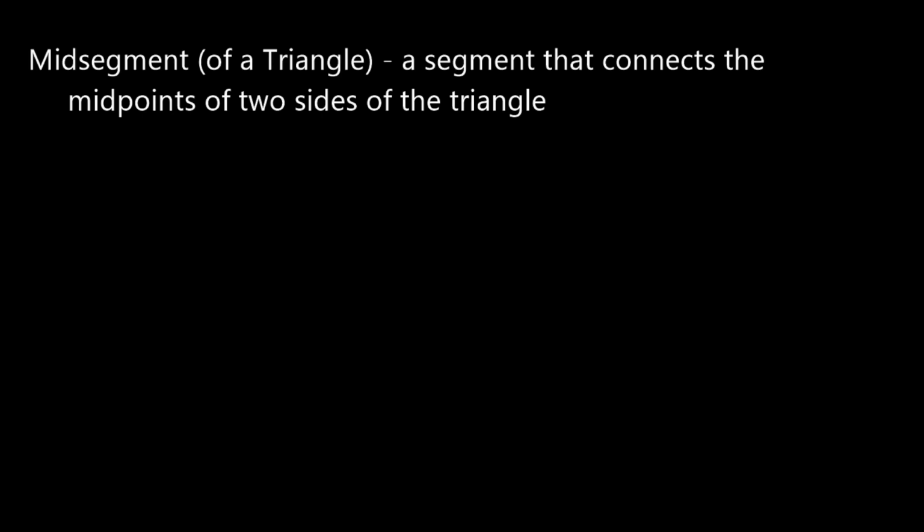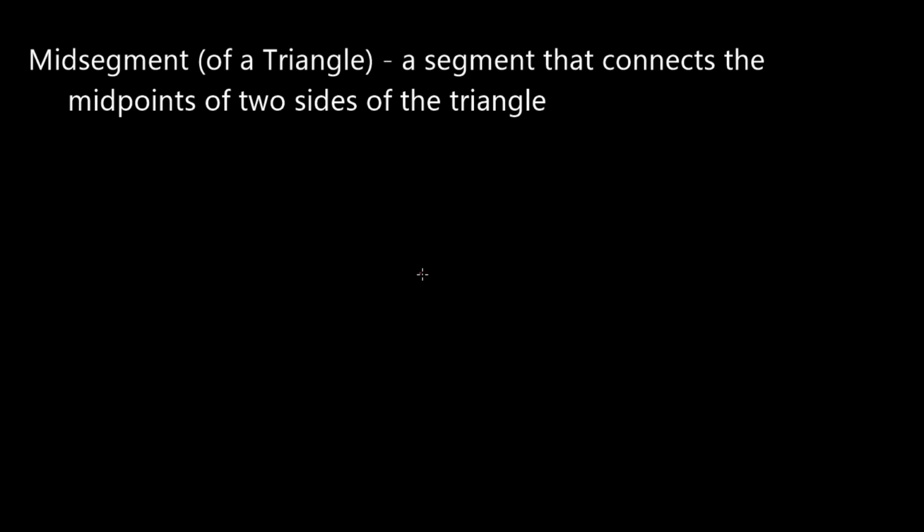Now that we know a great deal about triangles and how to prove them congruent and how we can use them in other objects, we're actually going to talk about some of the parts of triangles. The first one that we're going to start with is called the midsegment. The midsegment of a triangle is just a segment that connects the midpoints of two sides of that triangle.